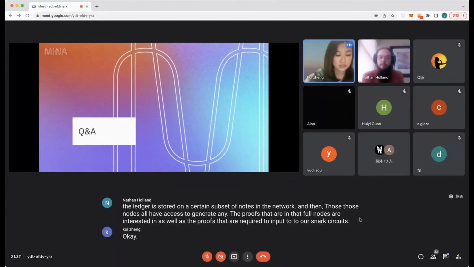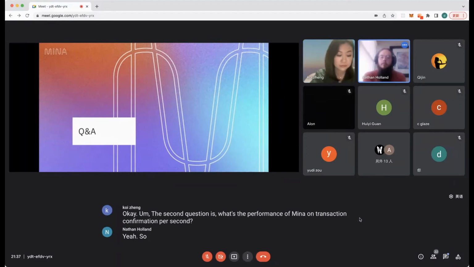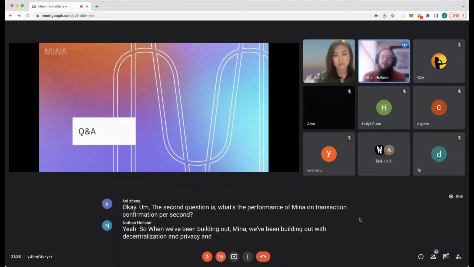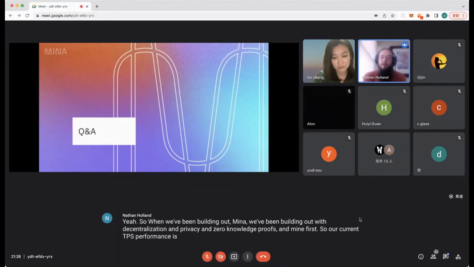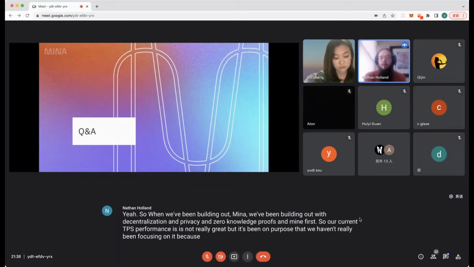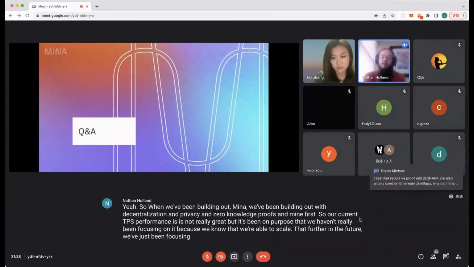Okay. The second question is, what's the performance of Mina on transaction confirmation per second? Yeah. So when we've been building out Mina, we've been building with decentralization and privacy and zero knowledge proofs in mind first. So our current TPS performance is not really great, but it's been on purpose that we haven't really been focusing on it because we know that we're able to scale that further in the future. We've just been focusing on trying to bring zero knowledge smart contracts to the blockchain.